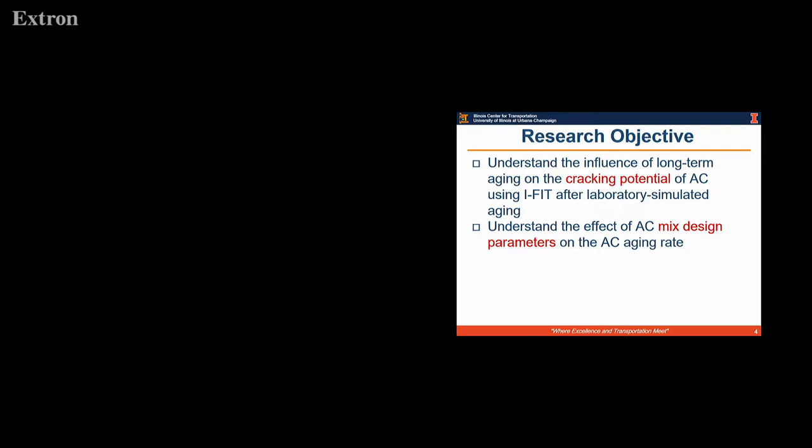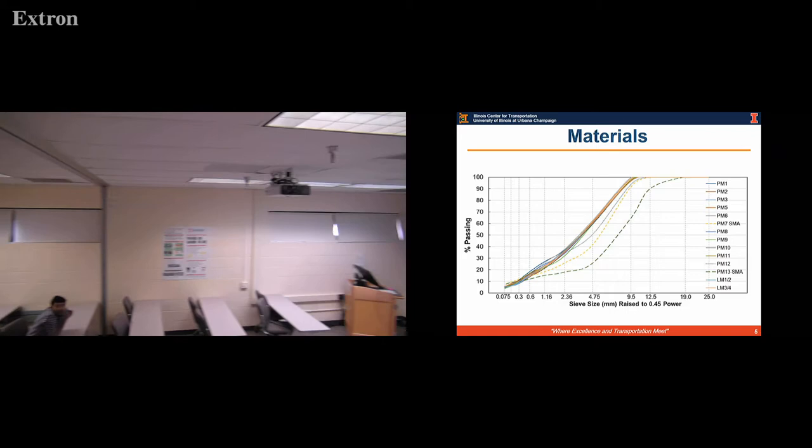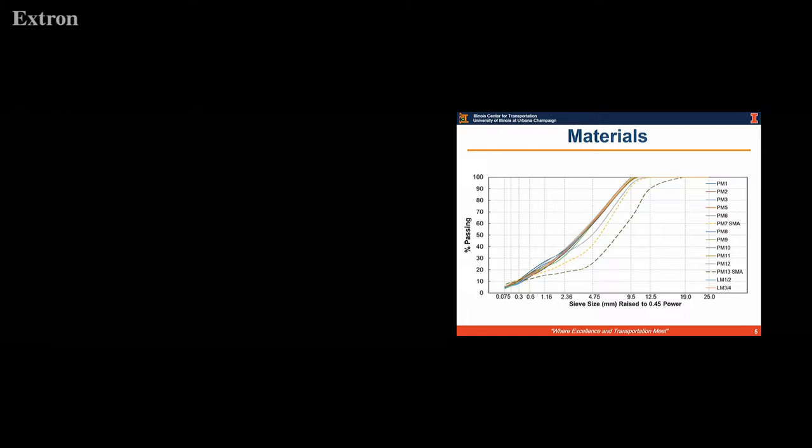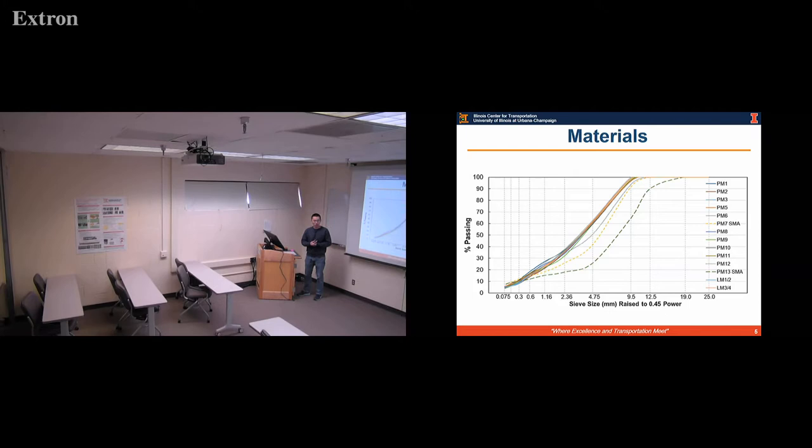I'll start with the introduction of the materials we used in this study. We tested a total of 16 mixes, including 12 plant-produced mixes and 4 lab-designed, lab-produced mixes. In these 16 mixes, we included 2 SMA mixes, which are PM7 and PM13. And lab mixes 1 to 4 are designed to understand the binder source effect on the aging of asphalt concrete.